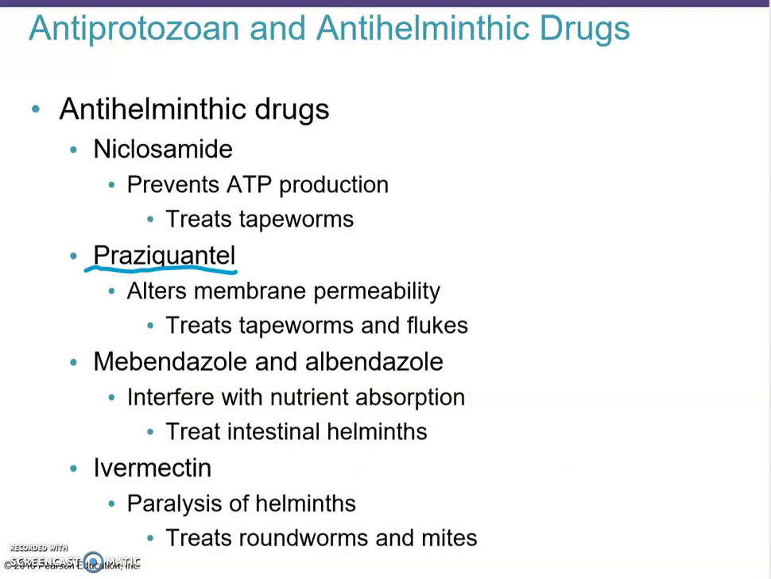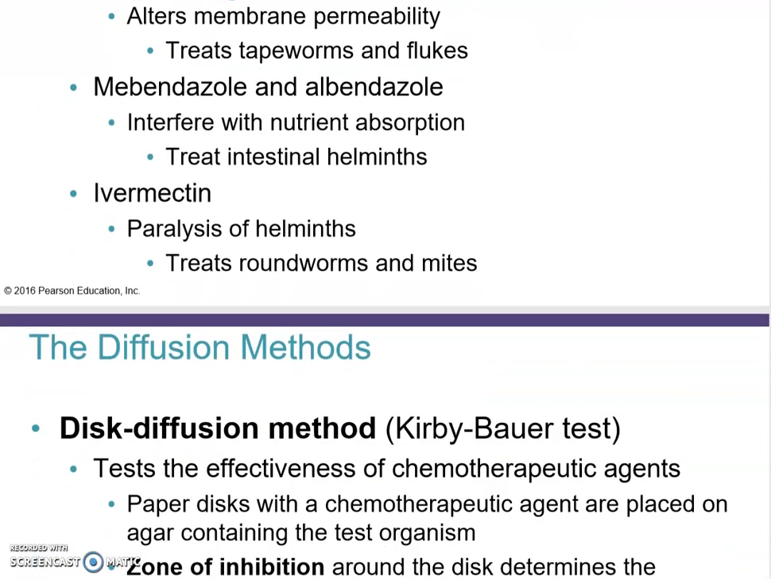And mebendazole and albendazole, they interfere with nutrient absorption, treat intestinal helminths. So they would also be used with animals a lot. Ivermectin is also very popular in vet medicine. It actually is interesting. That one paralyzes the worm, and then the worm gets flushed out. Treats mostly roundworms and mites.